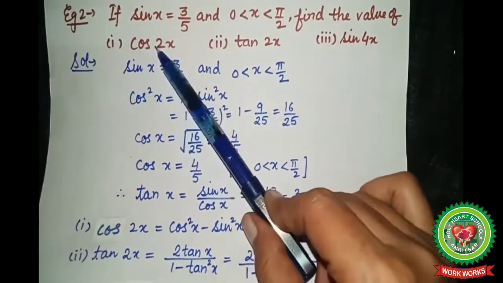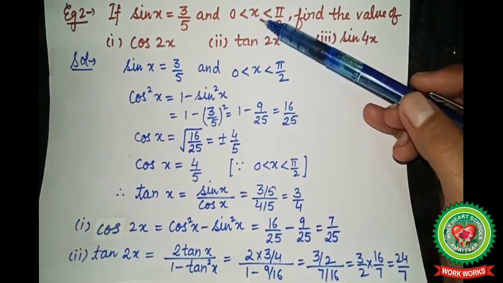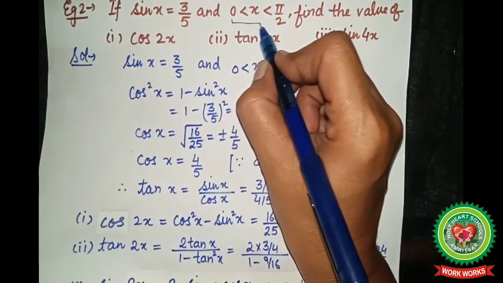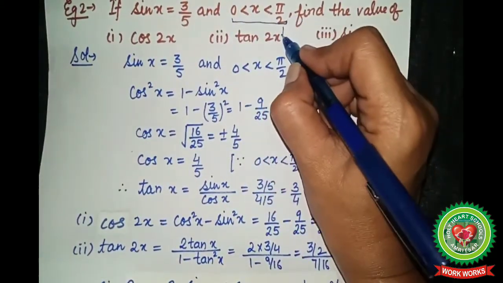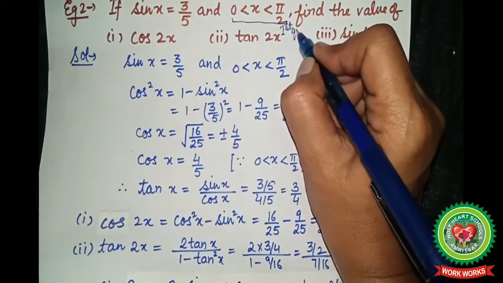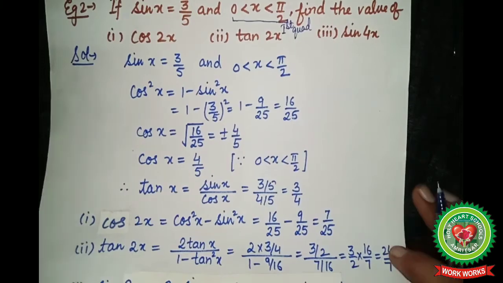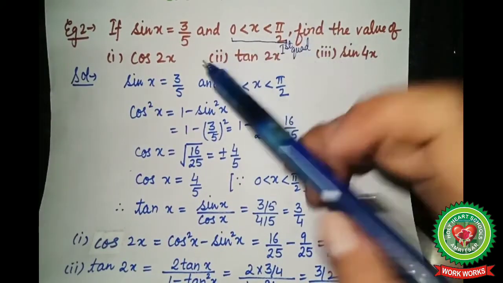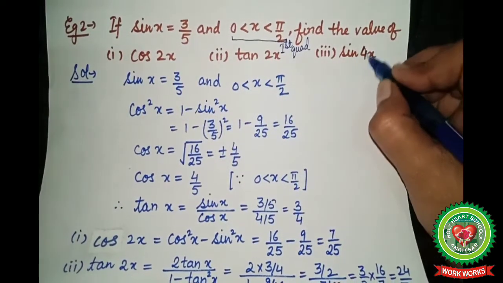If sin x is equal to 3 upon 5 and x is greater than 0 and less than pi by 2, it means the angle lies between 0 and 90. So it is the first quadrant, and in the first quadrant, all functions have positive values. So find the value of cos 2x, tan 2x and sin 2x.